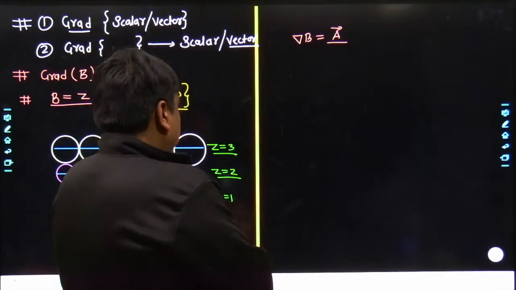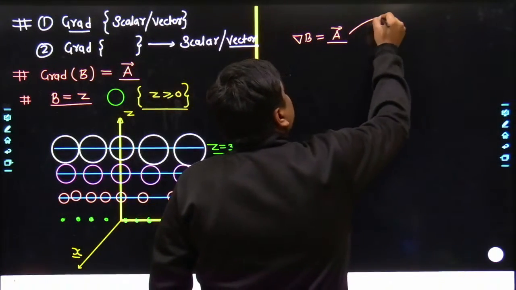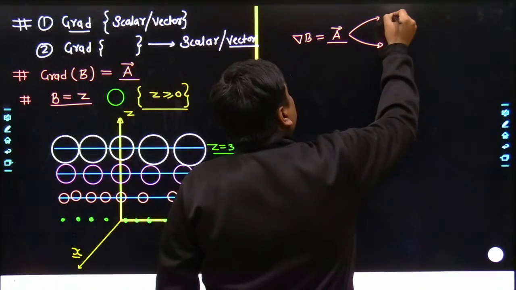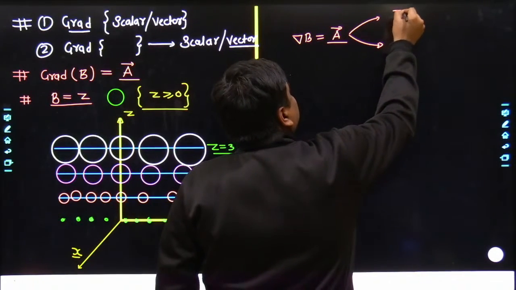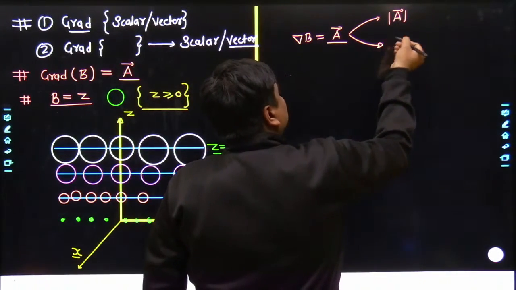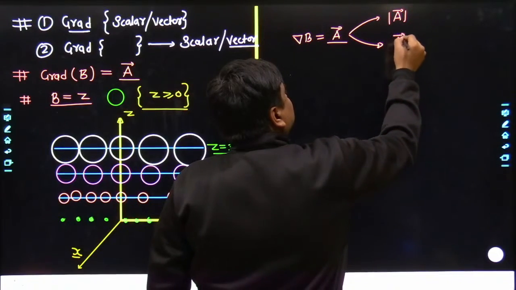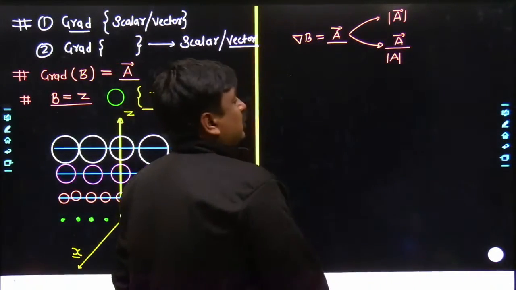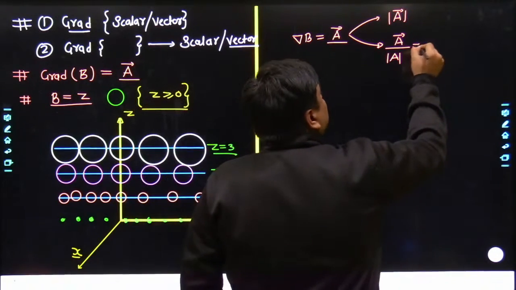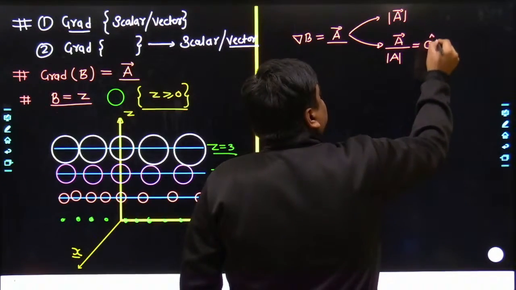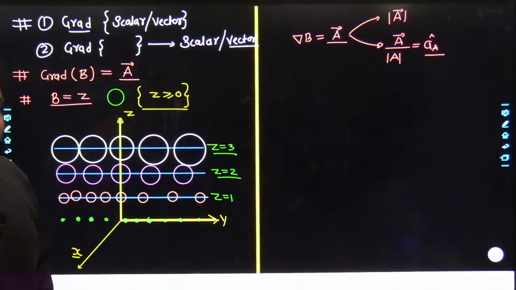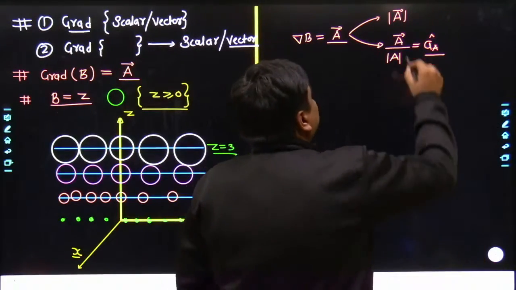What are they? They would have its magnitude and its direction. Once you focus on its magnitude, how do we calculate it? Simply calculate the magnitude of A, and for the direction, it would be the A vector divided by mod of A. Or you can simply write it as a unit vector in the direction of A vector, which is simply equal to A cap.